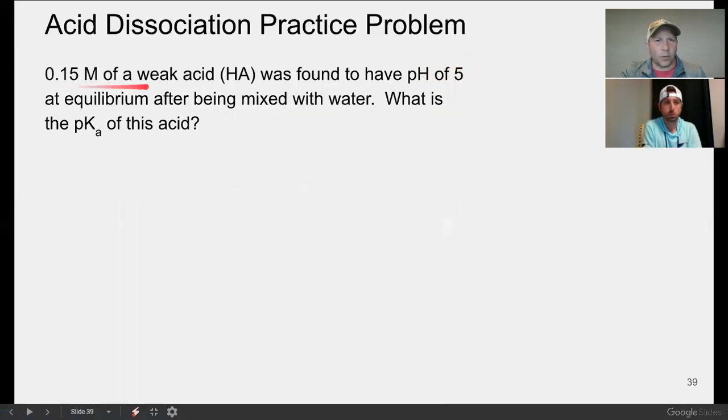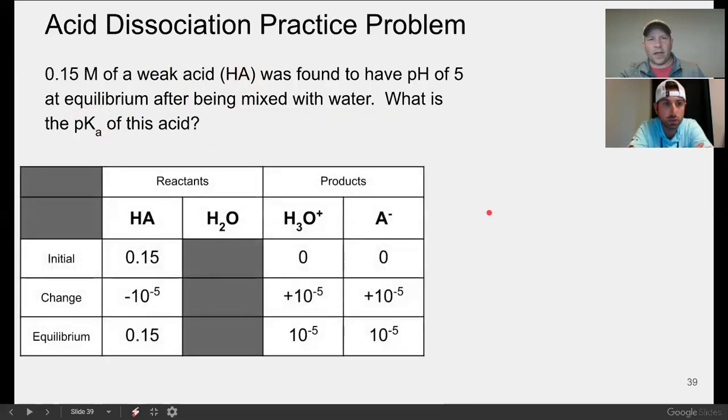So once again, we got a weak acid. It's mixed with water. What's the pKa? So we're just trying to find the pKa of this, exact same as the last problem. So let's go ahead and set up the ice table here. Notice the formula is the exact same that we had before. And our products, again, are zeros. Our HA is 0.15 because that's what it told us. And we gave them the equilibrium already.